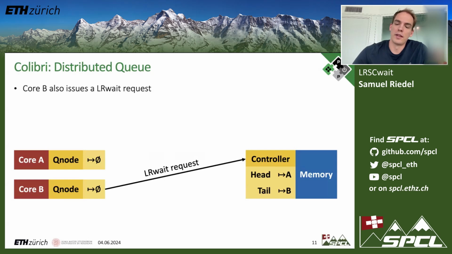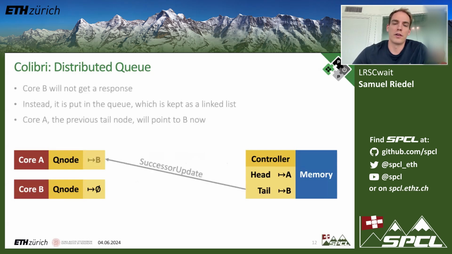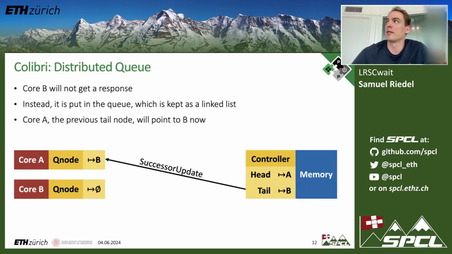And similar as before, we withhold the response to B, but to keep the queue intact, because B is now the tail, so we updated the tail from A to B, we have to let A know that it will now point to B. So essentially we just keep a linked list. And we do this through a specific successor update, which we also send through the interconnect.